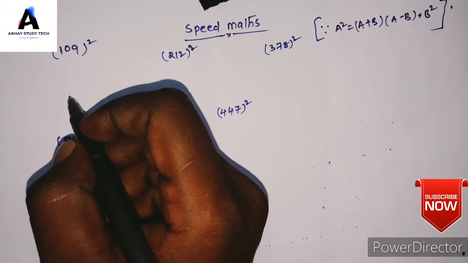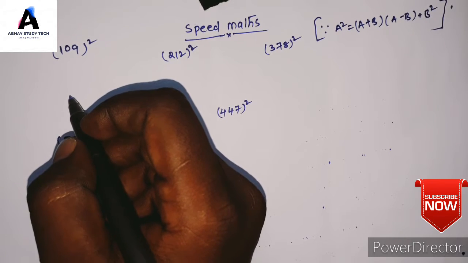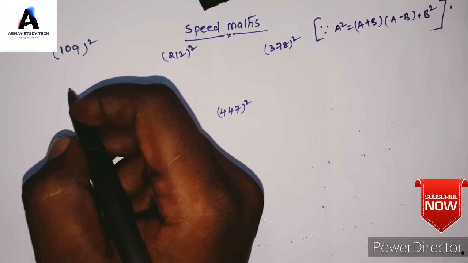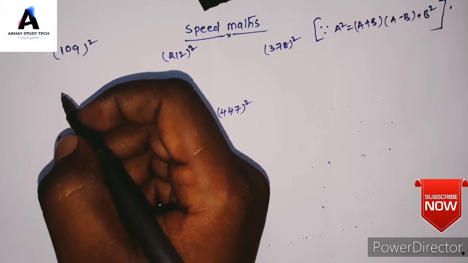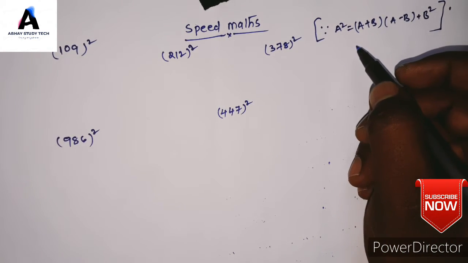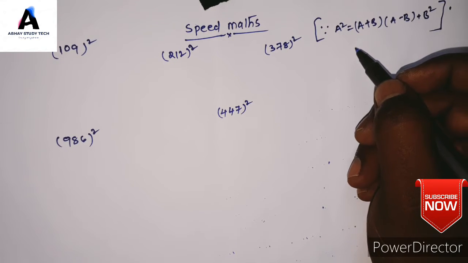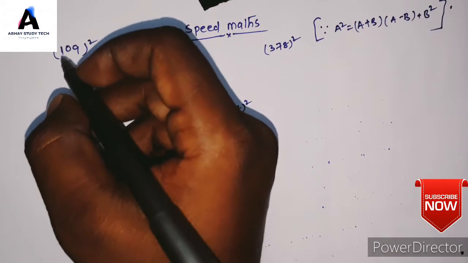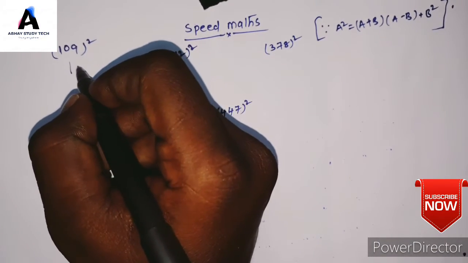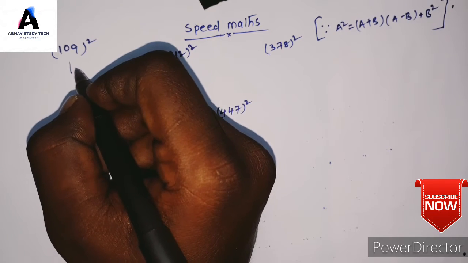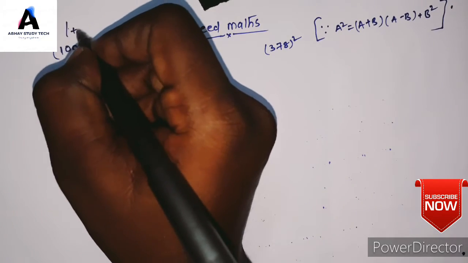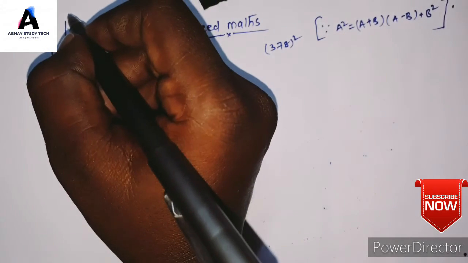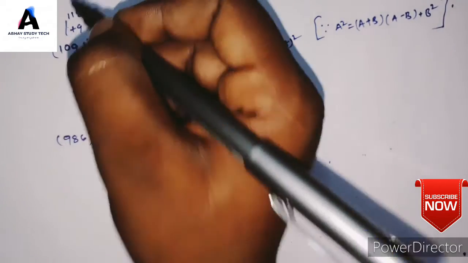Friends, now we will be doing 3-digit squares. 109. We are using this formula. This is the universal formula. This is also an easy formula. We can use this formula and do it easily. 109, friends. 109 we can write as 109 minus 9 plus 9. Plus 9 is 118.